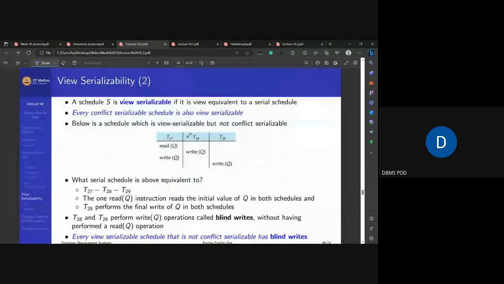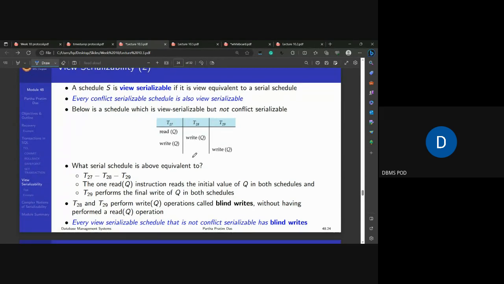Now, what is view serializable? A schedule S is view serializable if it is view equivalent to a serial schedule. So if it is view equivalent to a serial schedule, we can say that this schedule is view serializable. Let's take one example.